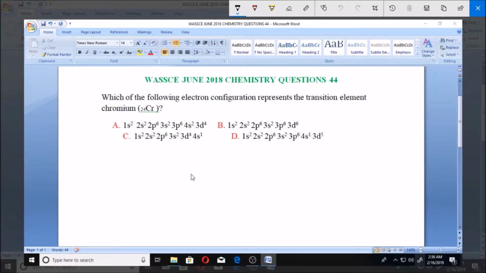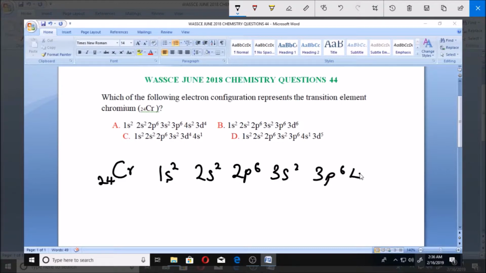Now for us to solve this, we need to take note of the atomic number of Cr, which we are given very clearly as 24. So anything we are adding up in our checking, let's check for the first one: 1s2, 2s2, 2p6, 3s2, 3p6, 4s2, 3d4. Once we add all these exponents, it must equate to 24 for it to be close to the answer. So let's add for the first one.